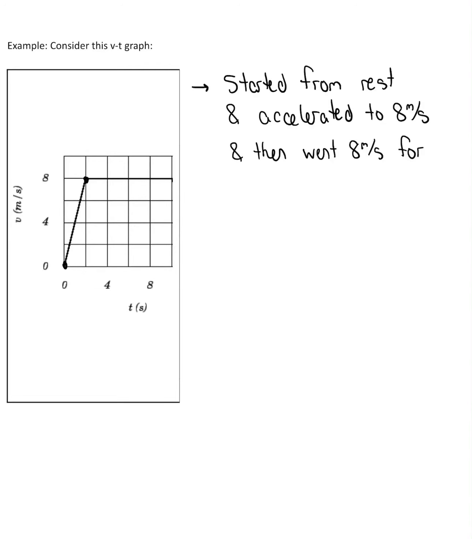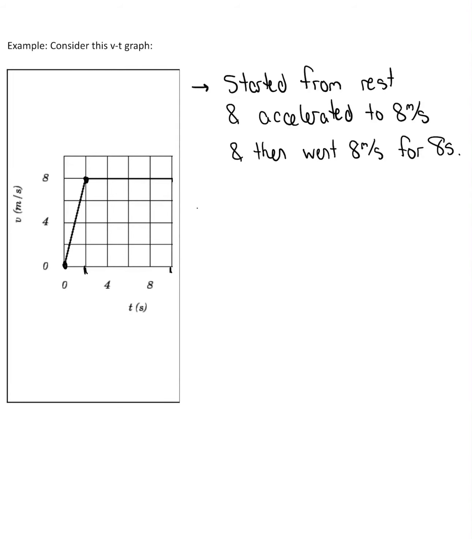If we look at the bottom, the scale goes up by 2. So this is a 2-second mark, so 2, 4, 6, 8, 10. So from 2 seconds to 10 seconds, it was going 8. So we could say that 2 to 10 seconds, that's a time of 8 seconds. So that's the velocity information we can get.